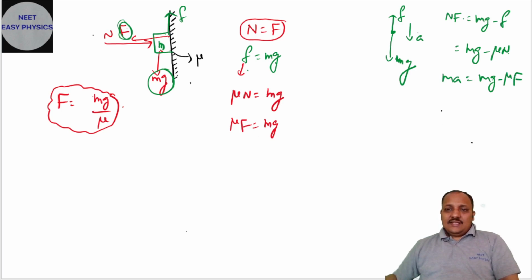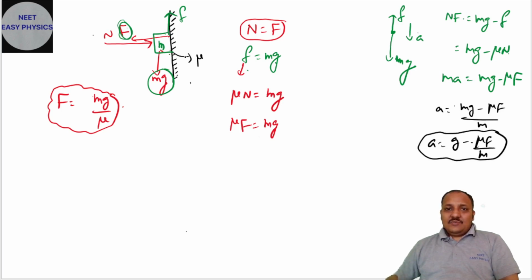Now see, the acceleration of this object which is moving downwards is mg minus mu F by m. So a is equal to g minus mu F by m. This is the acceleration of this block if it is moving downwards, which happens if you apply less force against the wall.